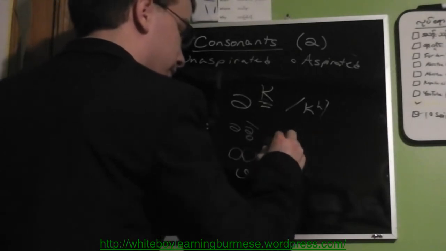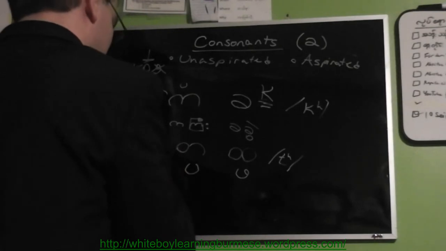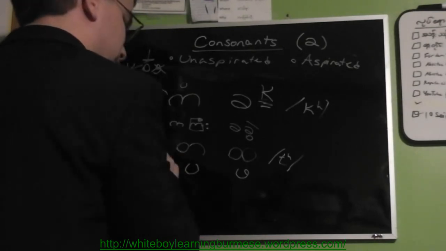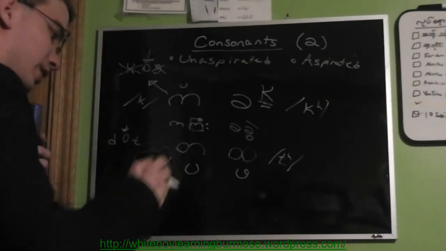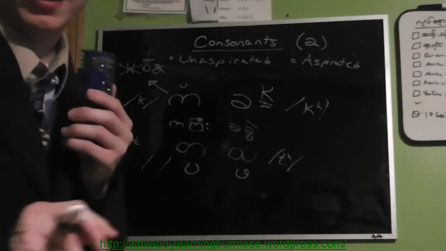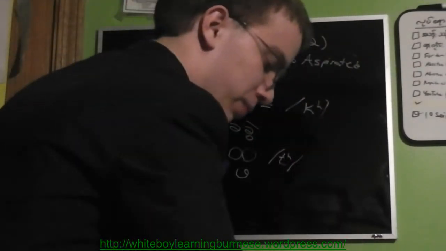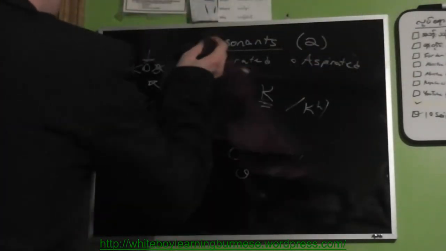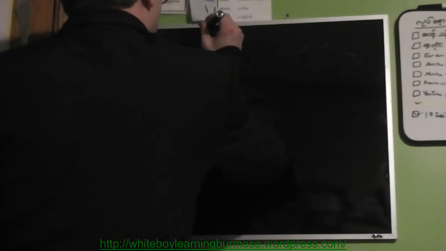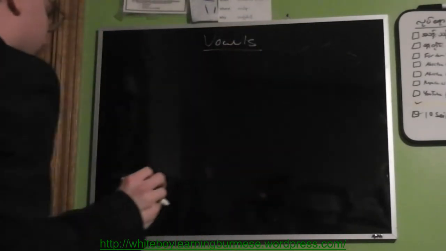This, however, is an aspirated T. This one, though, actually, it depends. This one is kind of tricky because it depends on the emphasis, but we'll get into that more later when we talk about words. So I want to move on now, and I'll probably edit the video so you don't have to waste time watching me erase. Okay, now that we're done with consonants, let's talk a little bit about vowels.